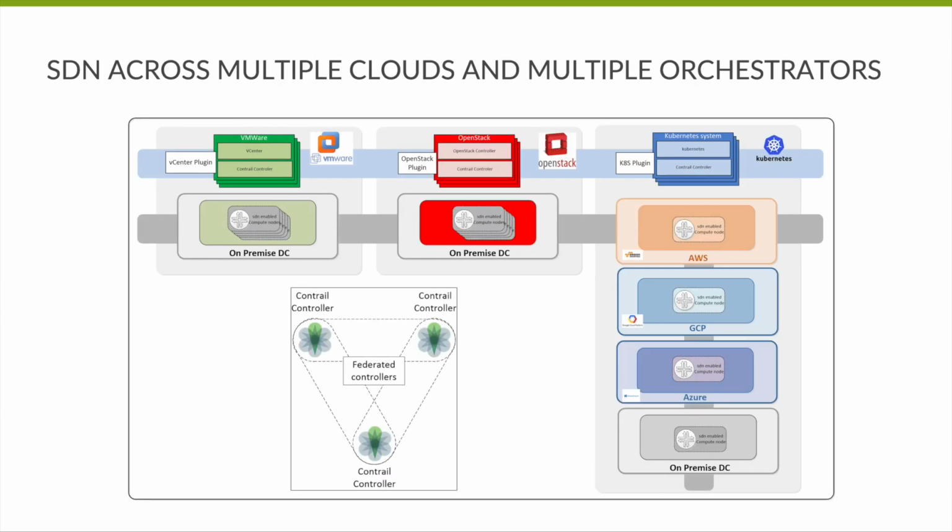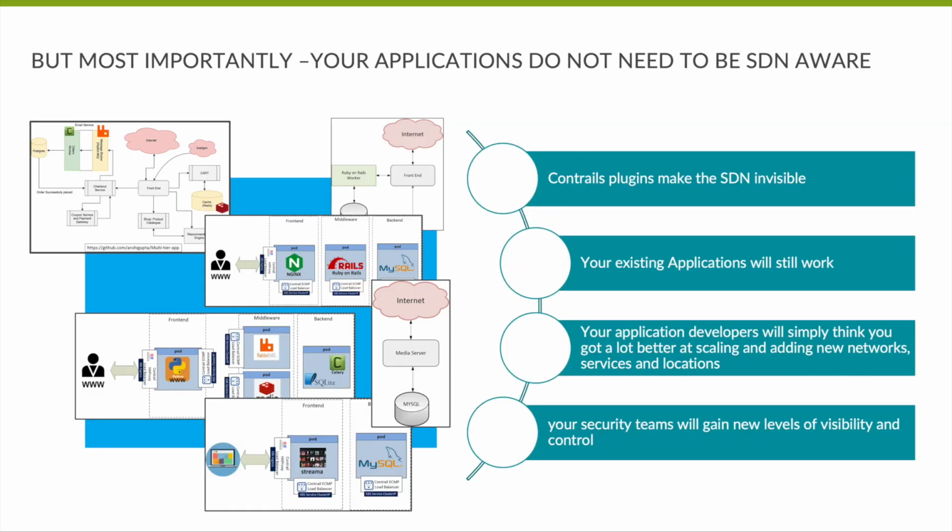So in these videos we're focusing on Kubernetes, but of course we can also plug into VMware, OpenStack, or customized orchestrators. The controllers in each of those orchestrators can then be peered so that the same networks can exist across them. So you can do this, for example, with multiple Kubernetes clusters with their CNI controllers federated or peered into each other. And most important of all, your applications don't even need to know they exist.